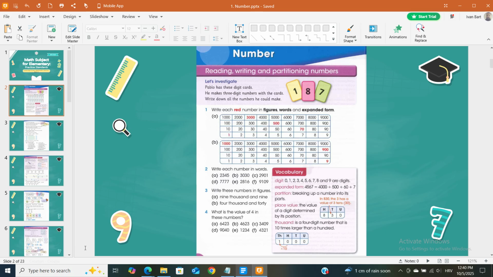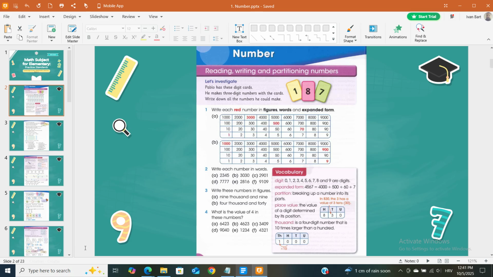1000, 2000, 3000, 4000, 5000, 6000, 7000, 8000, 9000, 100, 200, 300, 400, 500, 600, 700, 800, 900, 10, 20, 30, 40, 50, 60, 70, 80, 90, 1, 2, 3, 4, 5, 6, 7, 8, 9. 2. Write each number in words.